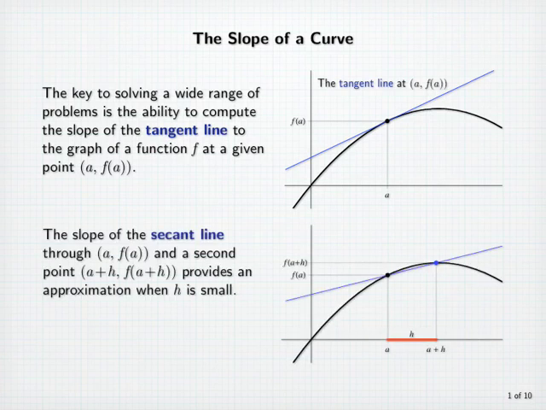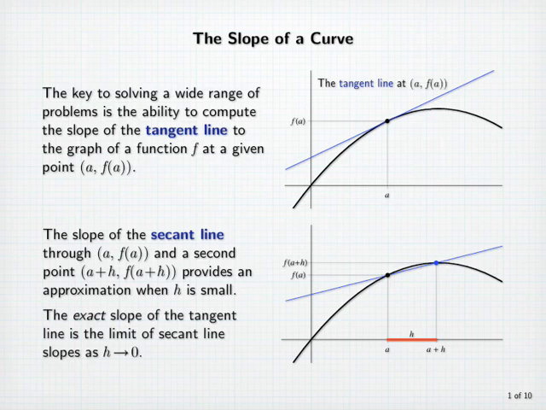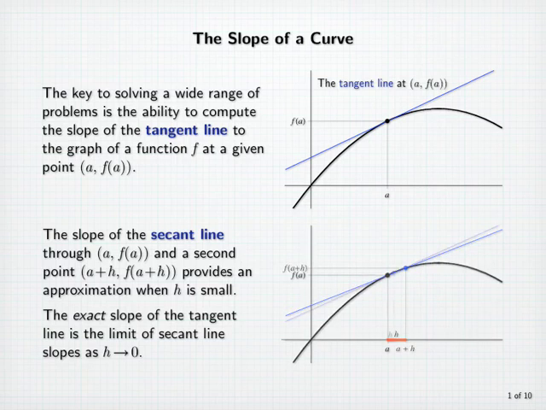The slope of the secant line through (a, f(a)) and a second point (a+h, f(a+h)) provides an approximation when h is small. And the exact slope of the tangent line is the limit of secant line slopes as h approaches 0. Here we see what happens as h gets smaller. Notice that the slope of the secant line is getting closer and closer to the slope of the tangent line.